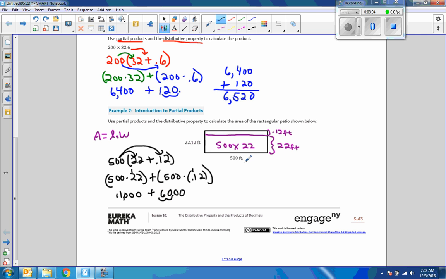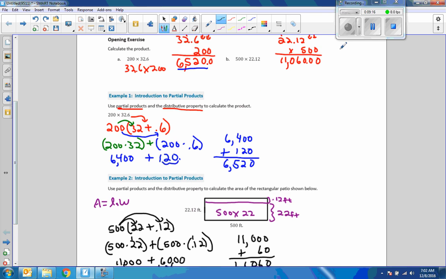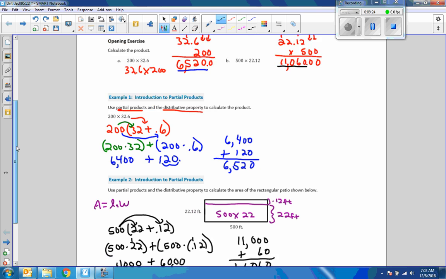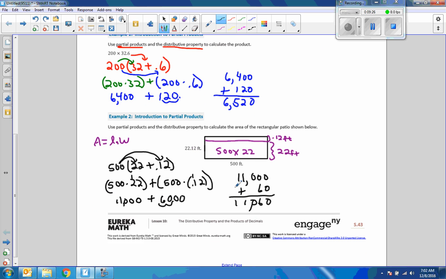So then I take 11,000 plus 60, and I get 11,060. Okay, same result. So here we just simply multiply, but down here we use the distributive property. We aren't doing this just to do it a different way. This is an introduction to the distributive property, where there are situations where the distributive property is a must, so we have to use it.